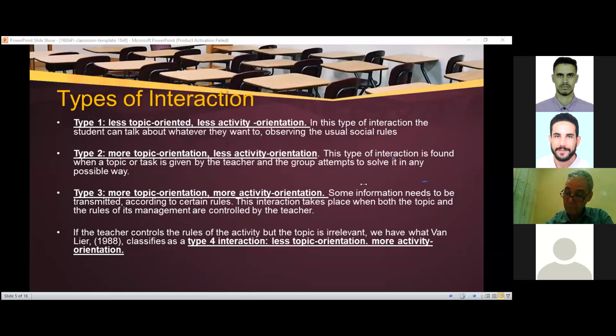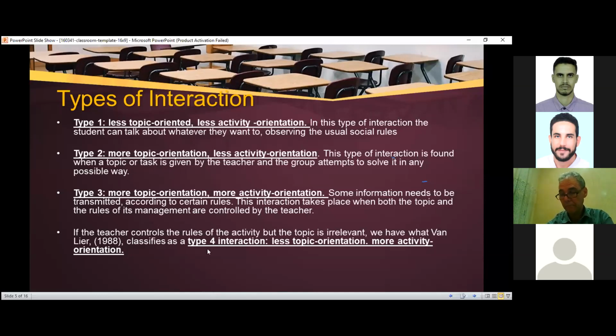Type 2, more topic orientation, less activity orientation. This type of interaction is found when a topic or a task is given by the teacher and the group attempts to solve it in any possible way. For example, instructions, explanations, lectures, and other materials.